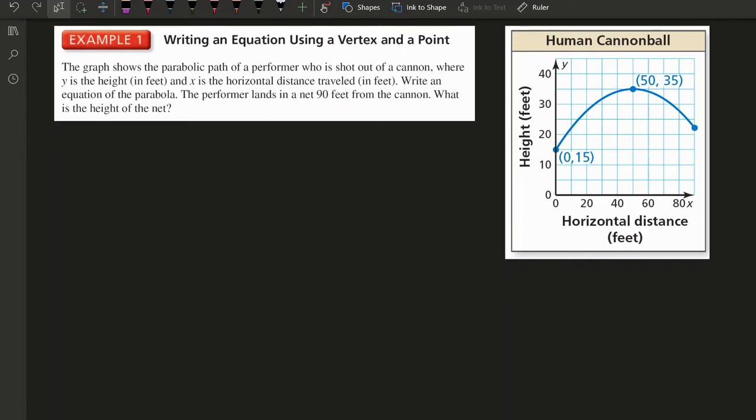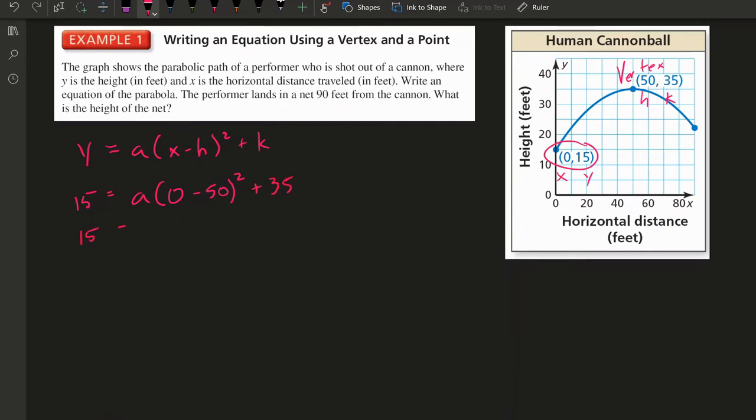So what I see here is that I do have the vertex and a point, so I'm going to go ahead and use vertex form. Y equals a(x minus h) squared plus k, but I see the vertex is right here at 50, 35, and then I see I have this other point right here, 0, 15. So that means that 0 is x, 15 is y, and then 50 is h and 35 is k, so I can just go ahead and start plugging those in. 15 is equal to a times (0 minus 50) squared plus 35.